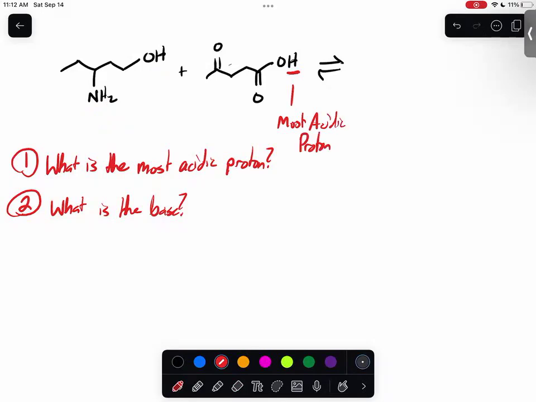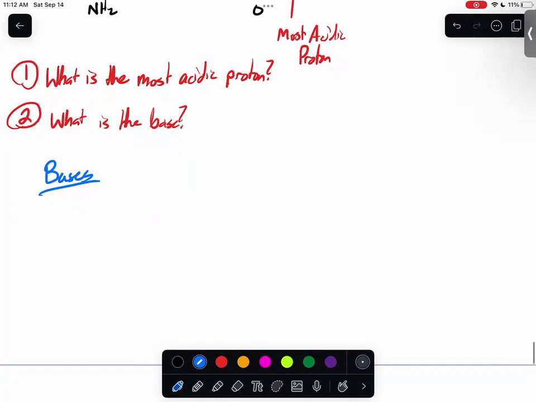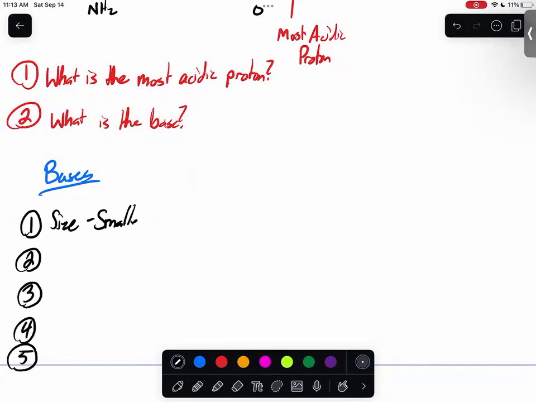which is great. But now we have to answer the second question, which we haven't talked about this entire time. What is the base? And the funny thing is, for bases, we can use our exact same scale, right? And we're going to look deeper into this next time. But for right now, you just need to know that all of the same effects are important. It is just the opposite of the effects. So if we're looking at size, we want it to be smaller. If we're looking at electronegativity, we want it to be less. If we're looking at resonance, we want it to not be shared.